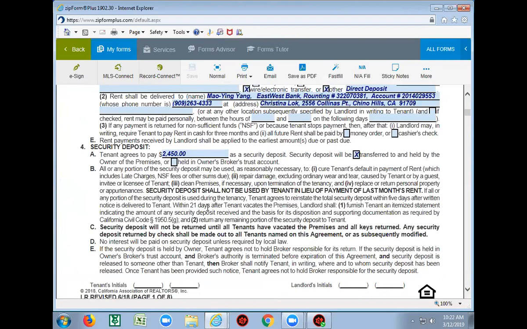But you have to start counting from the key. When you receive the key, that's the date it starts. If you don't return the key, the date will not start. Day one on the security deposit. Okay? Not just vacating the premises.